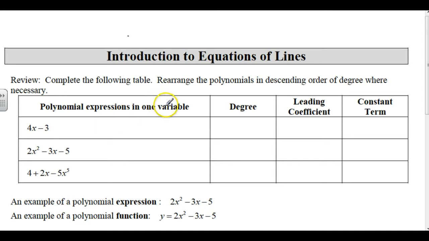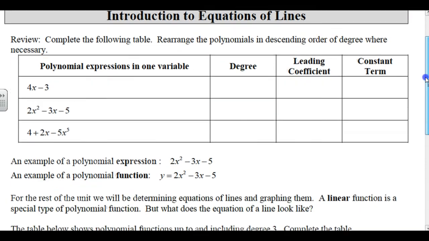Introduction to equations of lines. So by way of review, let's complete the following table. We'll rearrange the polynomials in descending order of degree where necessary.